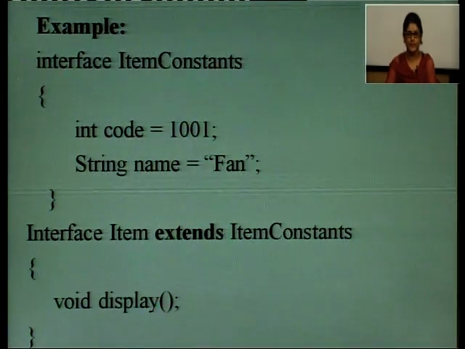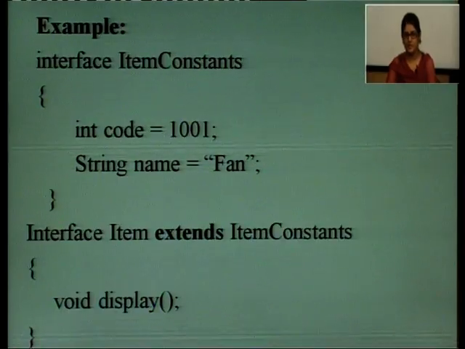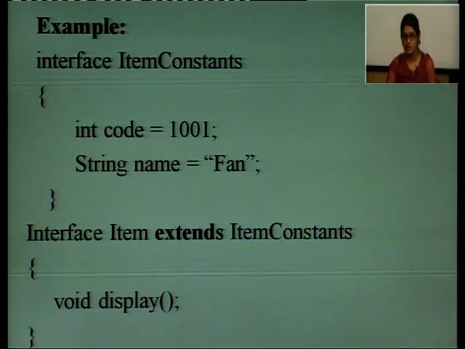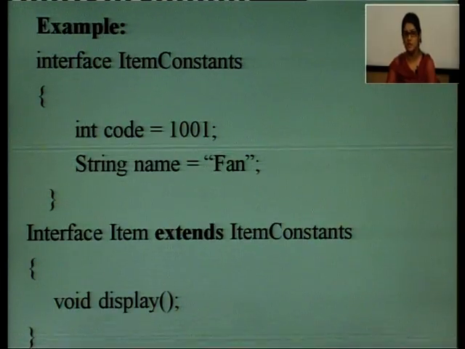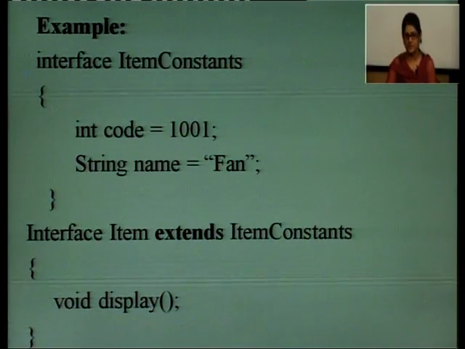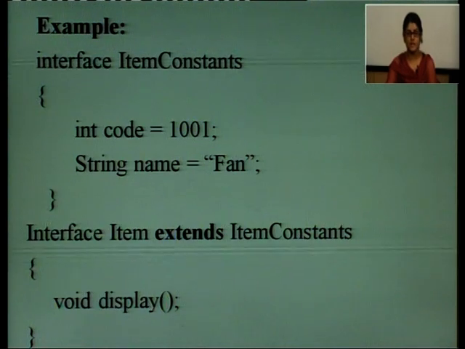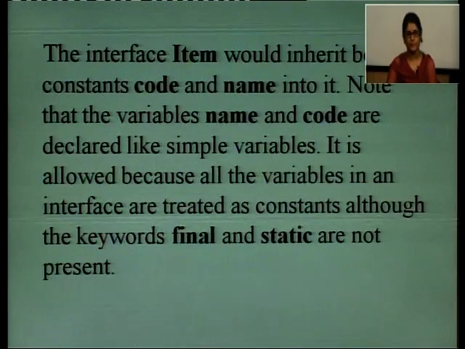Here is an example. Interface item constants. I have taken two variables in that interface, and in the second interface, interface item extends item constants, I have declared a method void display. And if I implement the item interface, then I will be able to use the variables of item constants as well as the method of the item interface. So, this is the benefit of extending the interfaces.